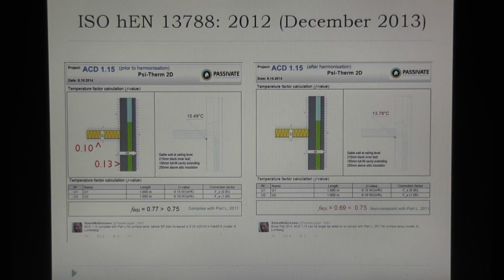When we take the same detail and apply the new internal surface resistances of 0.25 to the ceiling and the wall, we get a very different picture. In this case, the minimum surface temperature in the corner of the junction is 13.79, which is less than 15 degrees, our minimum threshold for compliance. Therefore, the FRSI at 0.69 is less than the 0.75 required by the Irish building regulations.